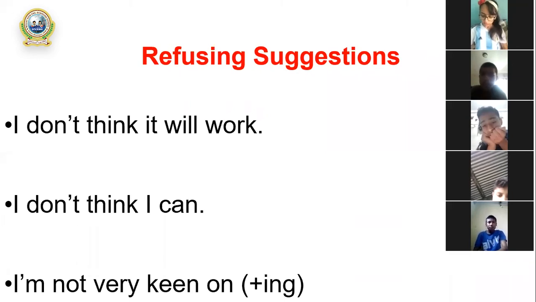So the last structure I'm going to talk about is keen on. Keen means deep interest, the depth of our interest, strong interest. There is a 'not', and in that bracket you could see 'plus ing'. When we use the phrase keen on, keen is the adjective, on is a preposition. This is a prepositional phrase, and after it we use the ing form. I'm not very keen on joining online class, right? This is how we have to discuss.